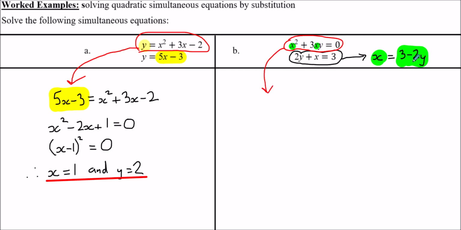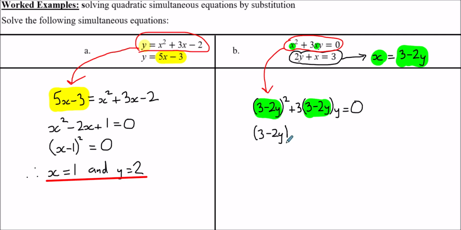So x squared is going to be 3 minus 2y all squared. We can have plus 3 lots of x, which is 3 minus 2y. Then y at the end equals 0. So at this stage, all we've done is just substitute in an expression for x in place of x itself. So let's just rearrange this ever so slightly to make it easier to read. So we have 3 minus 2y all squared. 3 multiplied by these brackets multiplied by y. I'm just going to put this y next to the 3.